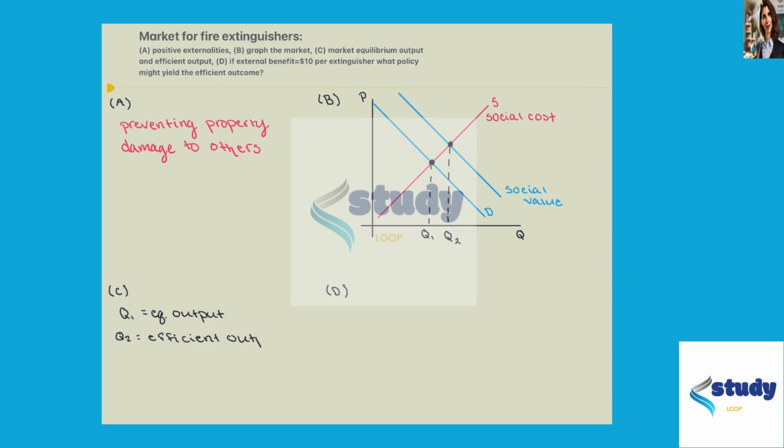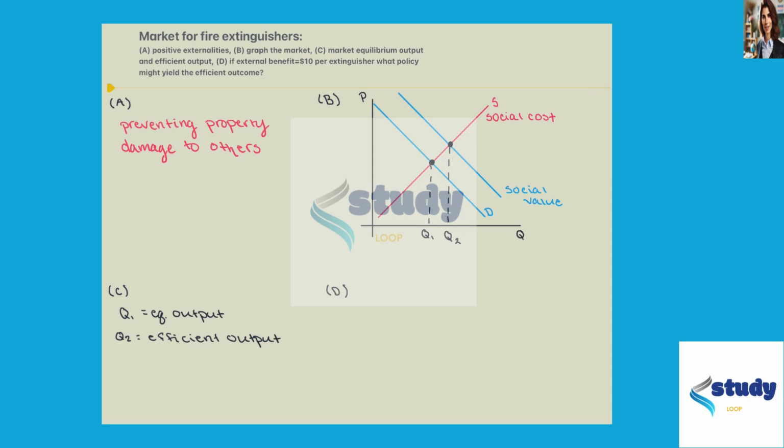The reason that these two differ, because we can see here that Q2 is greater than Q1, is that when people are deciding to buy fire extinguishers, we don't necessarily account for that positive externality like we said. So even though our demand is whatever it may be, by purchasing this fire extinguisher, we're increasing the social value of that fire extinguisher. The difference exists simply because we don't account for whatever benefits this fire extinguisher may provide to other people.